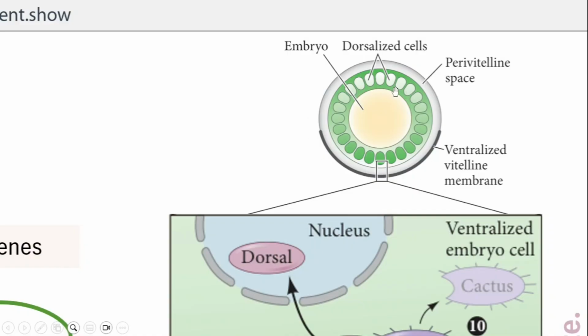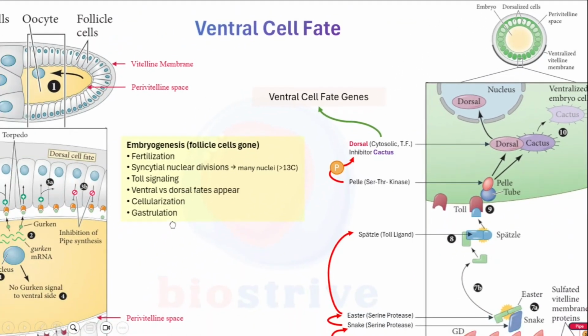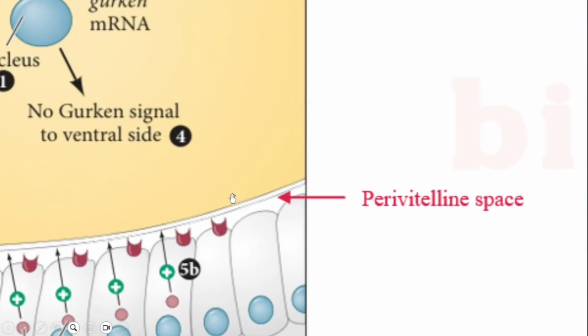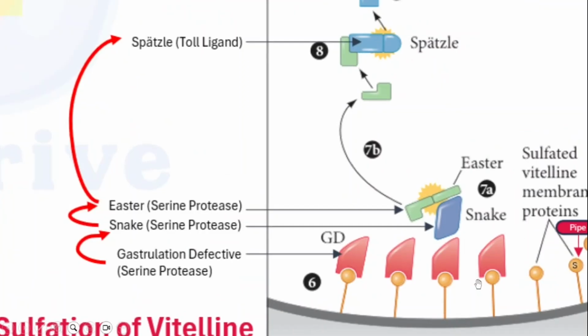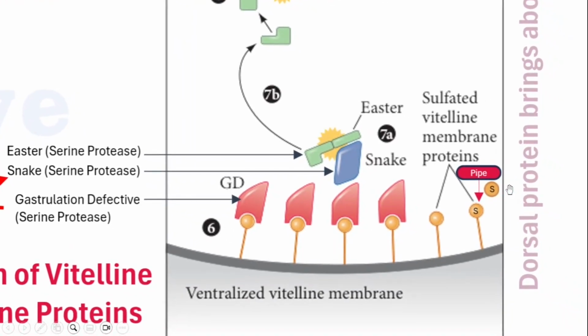We have a developing embryo, and after successive divisions, around the 14th cycle, we have these cells which are divided cells of the embryo, and we will be looking at this portion. And in reference to the previous diagram, we will be looking at this portion. The only difference is these follicle cells have degenerated, and we are directly aligning this portion with this membrane. There is the synthesis of pipe protein. When the pipe protein is synthesized, it will result in sulfation of the vitelline membrane proteins.